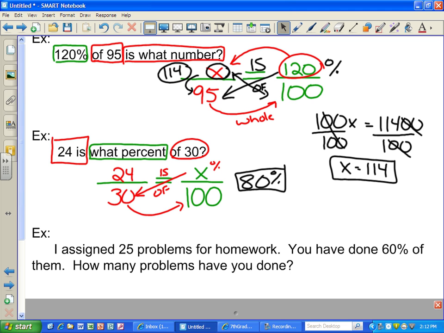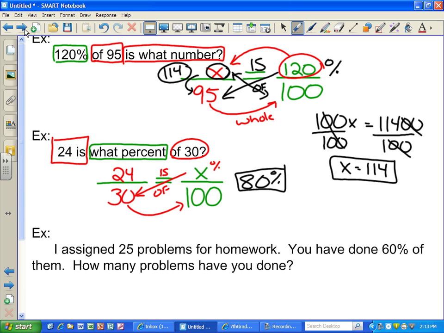And our last problem. Let's say I assign 25 problems for homework. You've done 60% of them. How many problems have you done? So if you did all of the problems, you would have done 100% of the problems. But you've only done 60%. So that tells us that we're going to be doing more than 50%, but less than 100%. So a couple different ways we can solve it, but we're going to use proportions tonight.